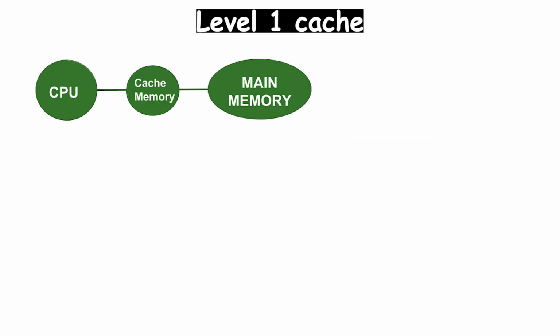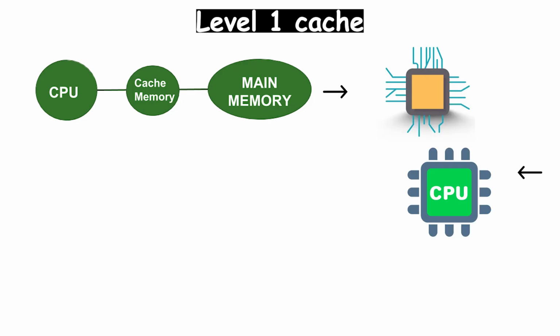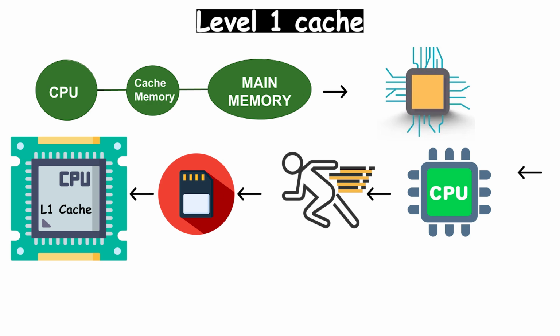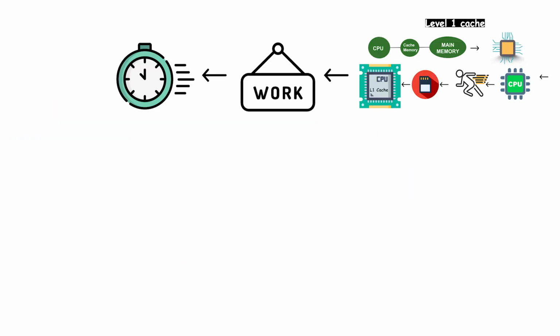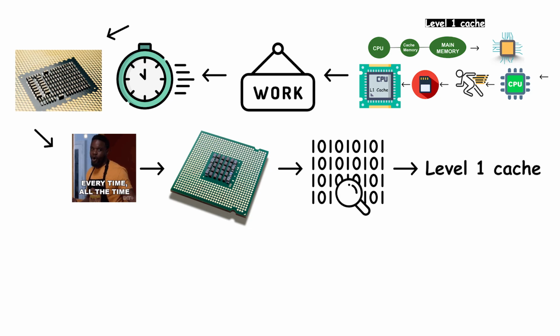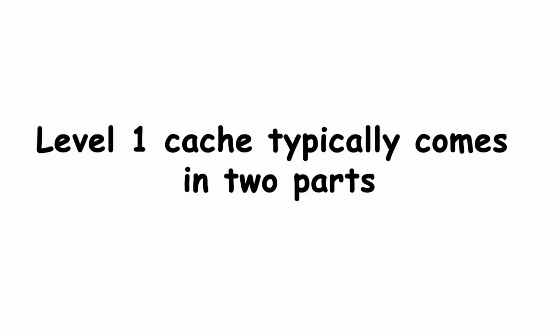Level 1 cache, the CPU's immediate memory. Level 1 cache, often called primary cache, is the CPU's fastest and smallest memory. It's built directly inside each CPU core and operates at the same clock speed as that core. That means every time the processor performs an instruction, it can check level 1 cache in just a few CPU cycles, almost instantly.